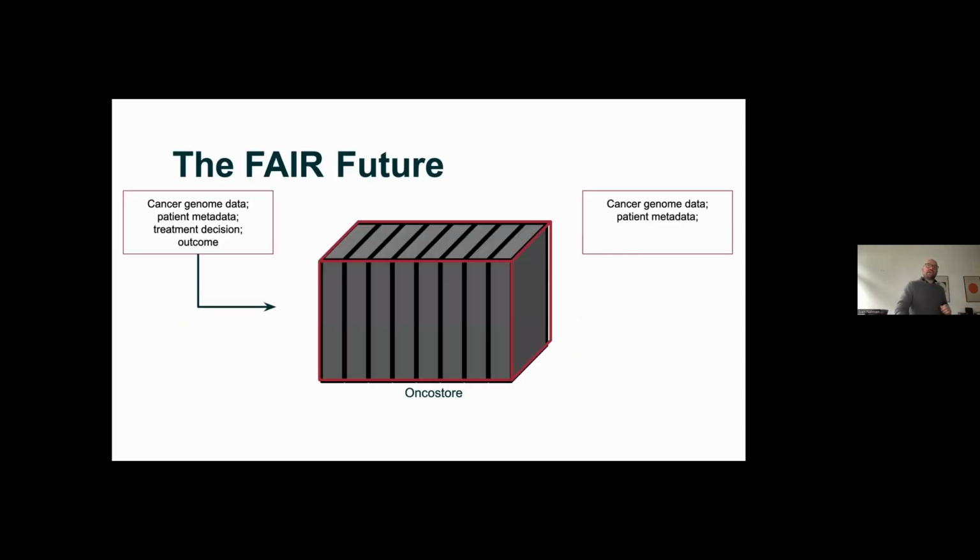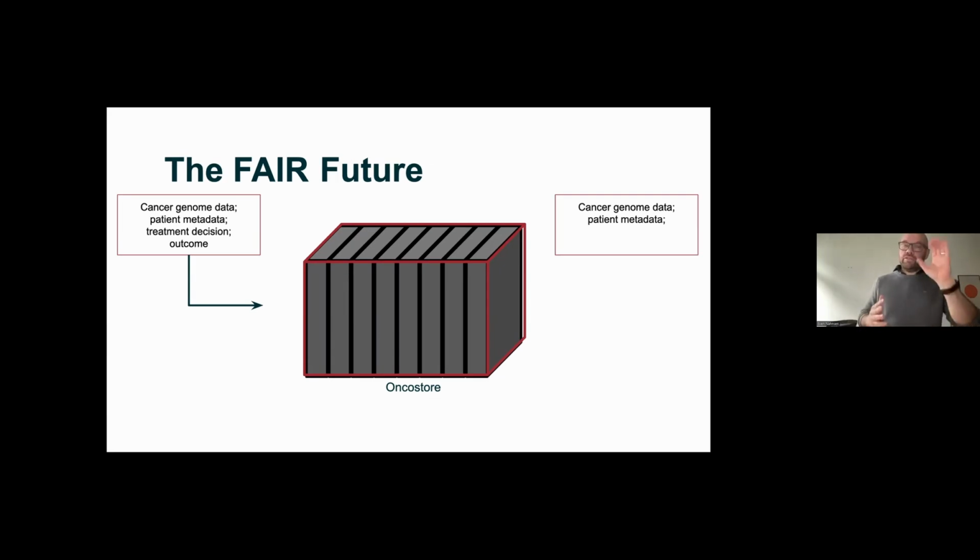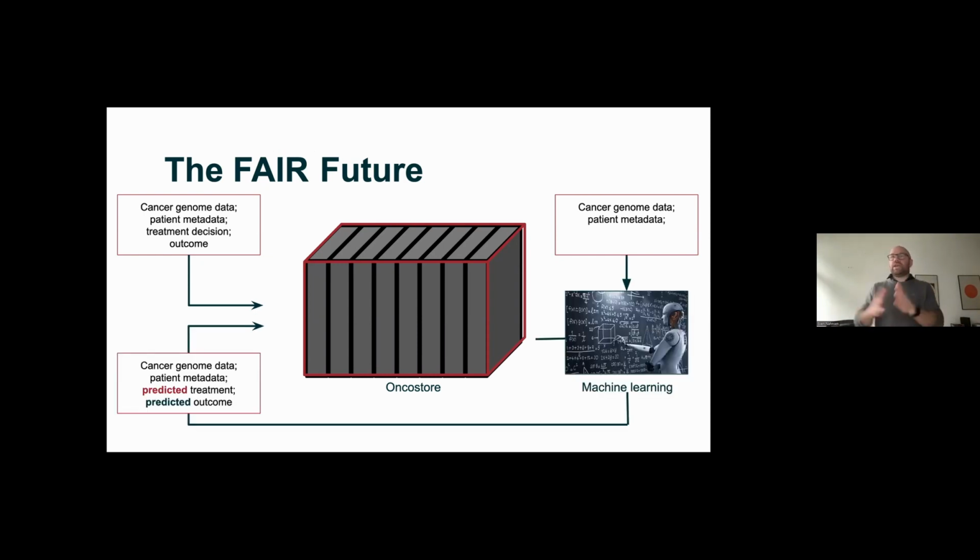So what we think FAIR data can also help with is this: if we build a knowledge base correctly, so again we collect, for example, cancer genomes, the patient metadata, the treatment decision, and the outcome, and if that is collected in a FAIR manner and it's huge, because FAIR also allows us to integrate data from many different sites, then in the future, hopefully, for unknown cancer genome data we can use machine predictions, and we can have a truly decision support system. We can come up with predictions for the treatment, potentially predictions for outcome.